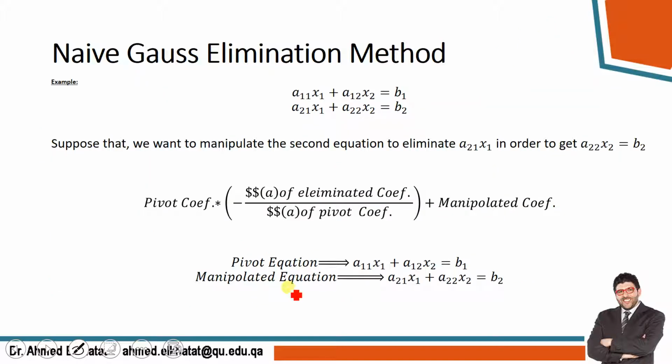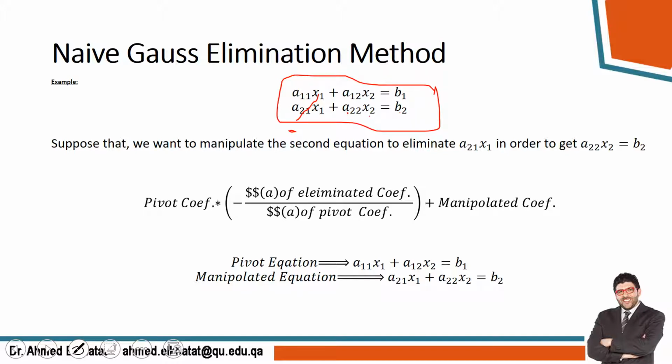For example, I have these equations of two unknowns and I want to solve them. My aim is to cancel this coefficient to make it 0. Then I can find x2 by dividing this constant over this constant. Once I find x2, I can substitute it here, and then I can find x1. So this is my target or objective.